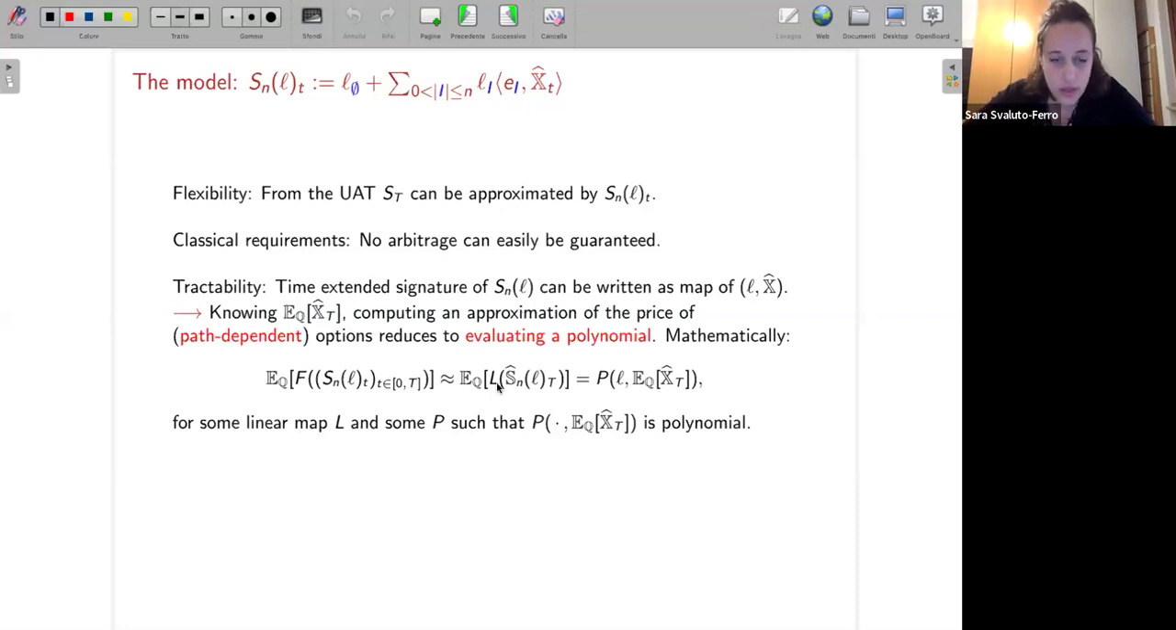Question. Isn't the UAT only valid on compact sets on the path space? Yes. Is that a limitation for approximation in practice?